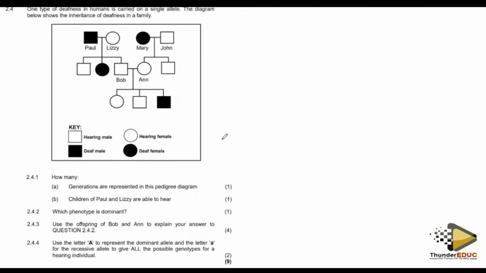So there is another question here. This question is about pedigree again. One type of defect in humans is carried on a single allele. The diagram shows the inheritance of deafness in a family. They are not saying that this is caused by sex linked. So if it is not showing you that it is caused by sex linked, then automatically I have to keep it the way it is. It means that you are not supposed to use X and Y.